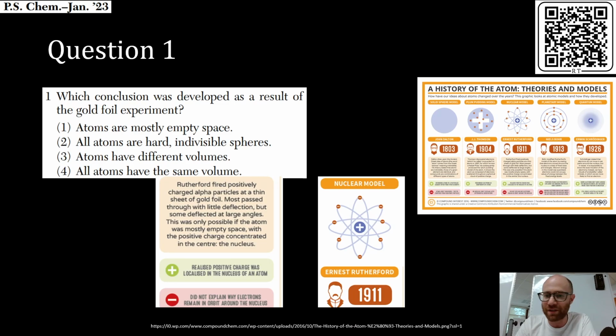So looking at the first question, we've got a history of the atom on our image on the slide. Look out for reference, but this is something that you should have in your head. The gold foil experiment, that was Rutherford in 1911. That's the center one on this picture, and I blew it up on the bottom here, so you can go ahead and read. Which one agrees with his conclusions of his experiment is that atoms are mostly empty space. Hard spheres are Dalton, different volumes and same volume don't really apply in this case.